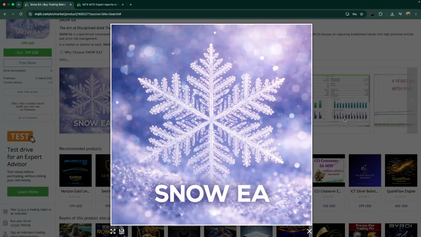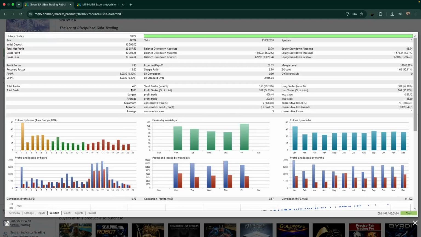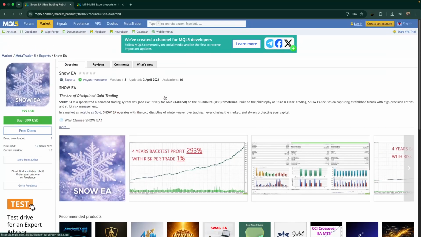So Snow EA just does what it says, one trade at a time, and onto the next. Basically 465 total trades with a win rate of 64%. It doesn't have the sky high win rates of 80% or 90%, but it's just conservative and it does its work and moves on to the next. So this is a good EA in my books.